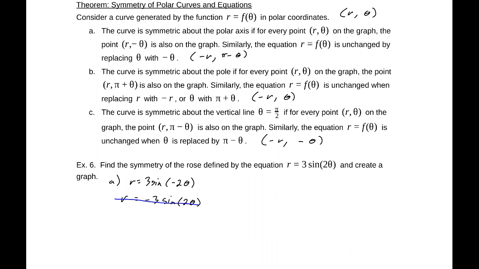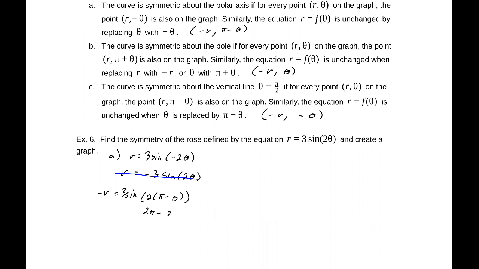So let's go ahead and try the negative r, pi minus theta, since those actually show us the same thing, but sometimes one is easier to see than the other. So if I say negative r equals 3 sine, and this is of 2 times pi minus theta. Alright, well, we're going to have 2 pi minus 2 theta. Now, a trigonometric identity tells me this is going to be equal to negative 3 sine of 2 theta. And if you notice, this is the same equation we started with, r equals 3 sine 2 theta. If we divide by negative 1, then we have r equals 3 sine 2 theta, which means this is symmetric.